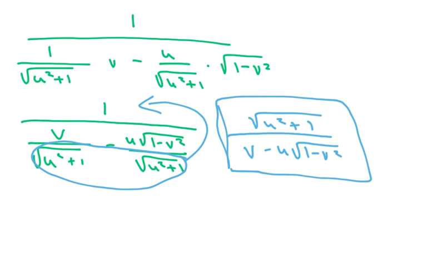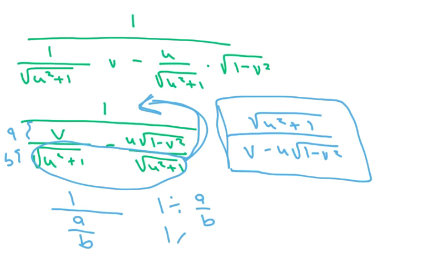Okay? And the reason I can do this part right here is because 1 divided by, and I'm going to call all of this, say, a complex fraction here. So this would be the a part and this would be the b part, 1 divided by a over b is the same as 1 times b over a. So the b part gets multiplied by the 1.